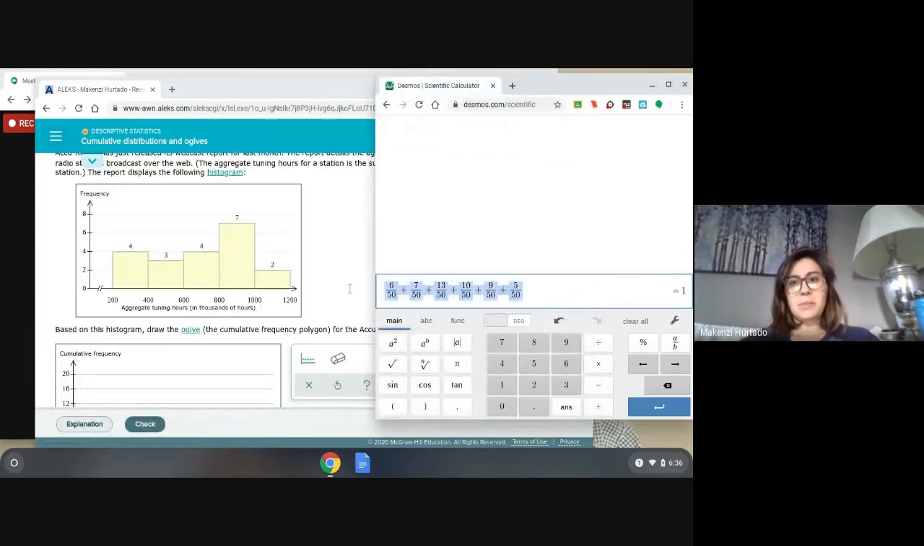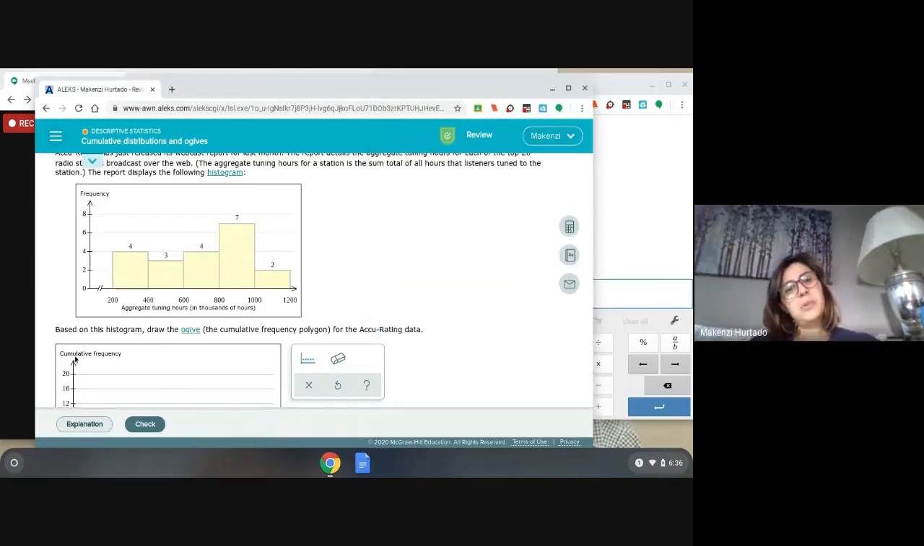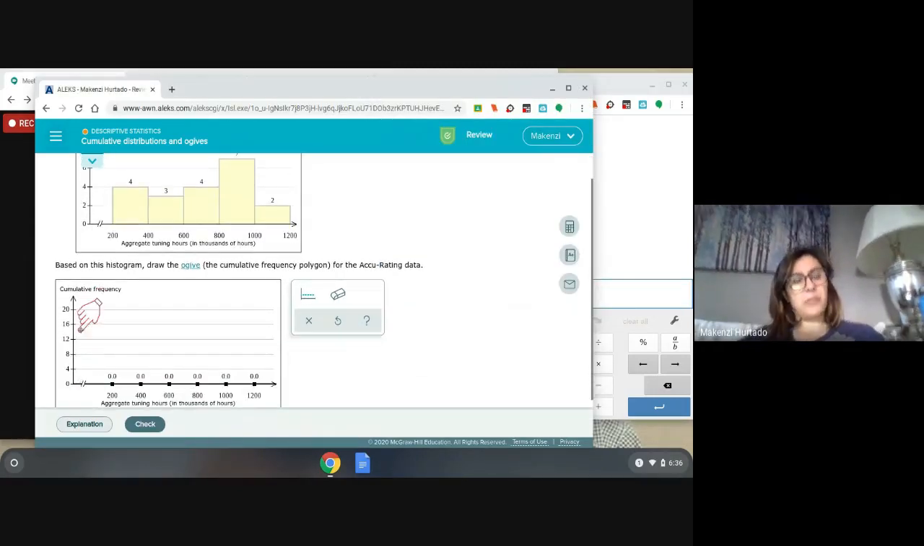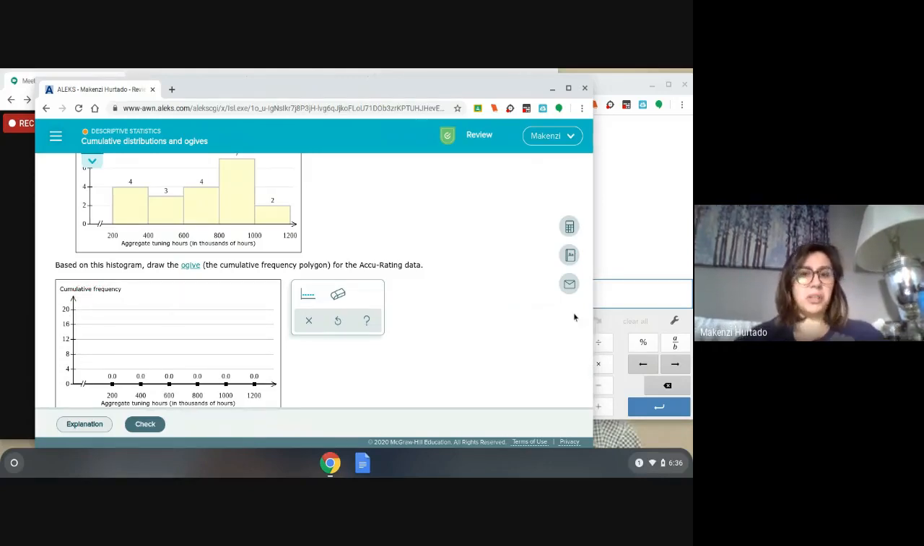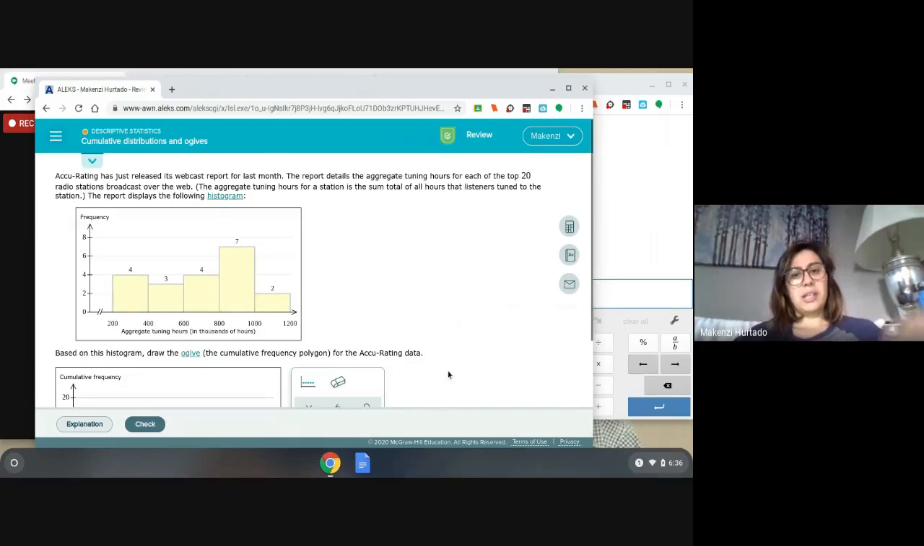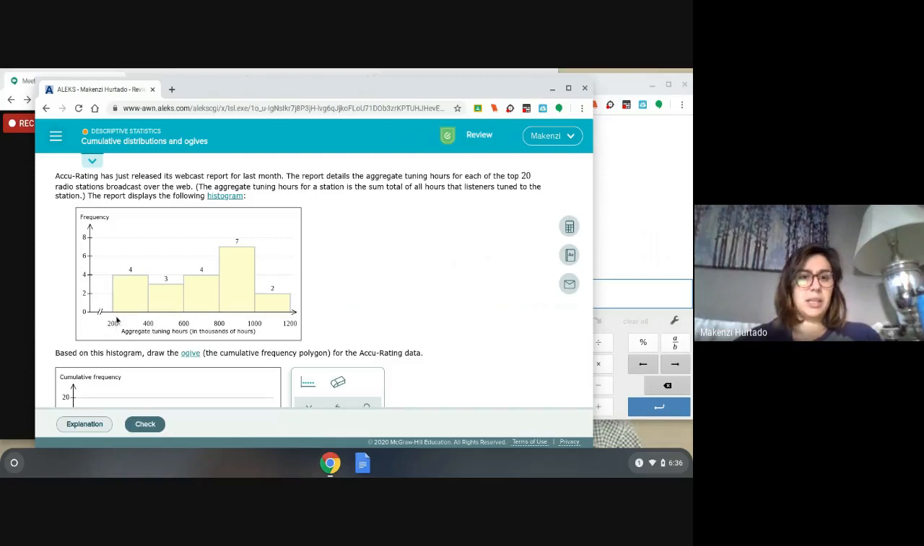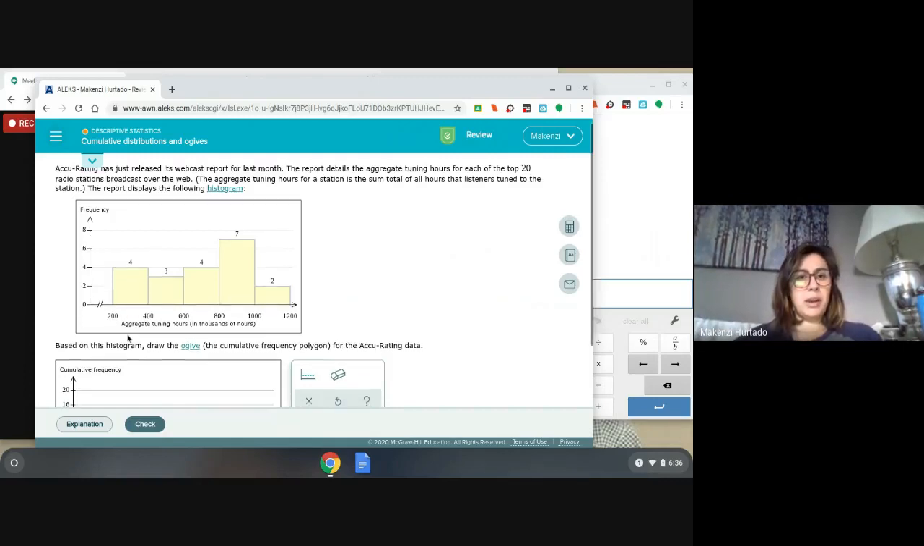One more example. When we look at this example, our ogive does not go from 0 to 1. It does not have decimals. We're looking at the actual total. So there are 20 numbers total. So we are just going to do a cumulative frequency, adding these numbers without anything special. So our first one, again, 200 is at 0. There's nothing before 200. At 400, we are at 4.